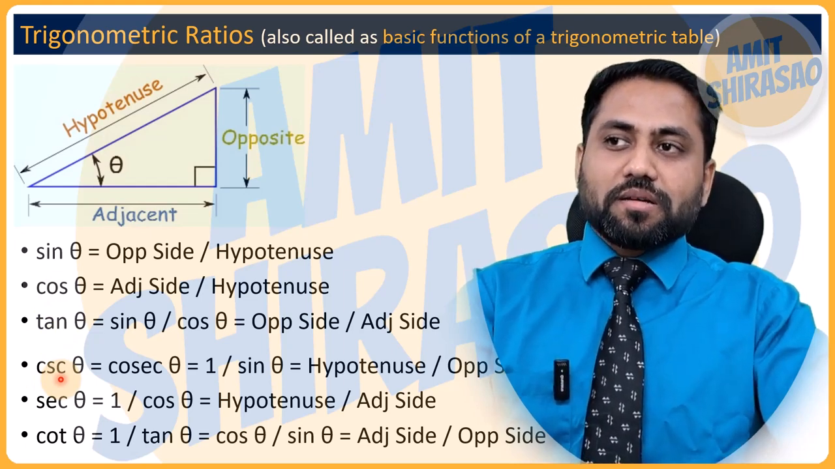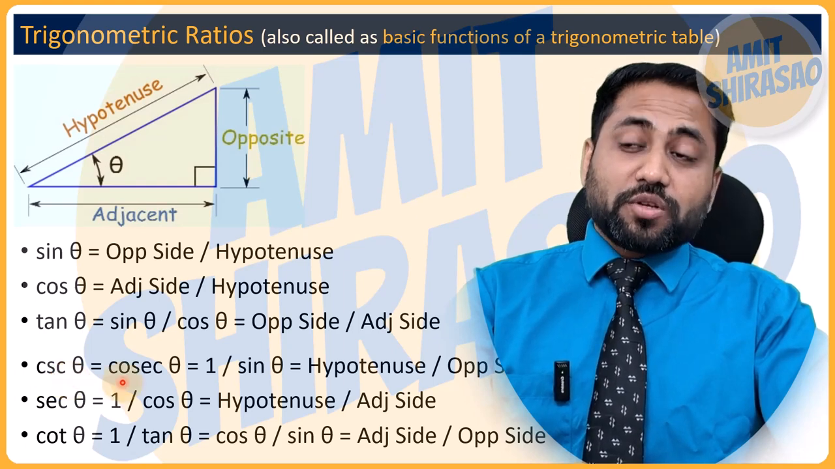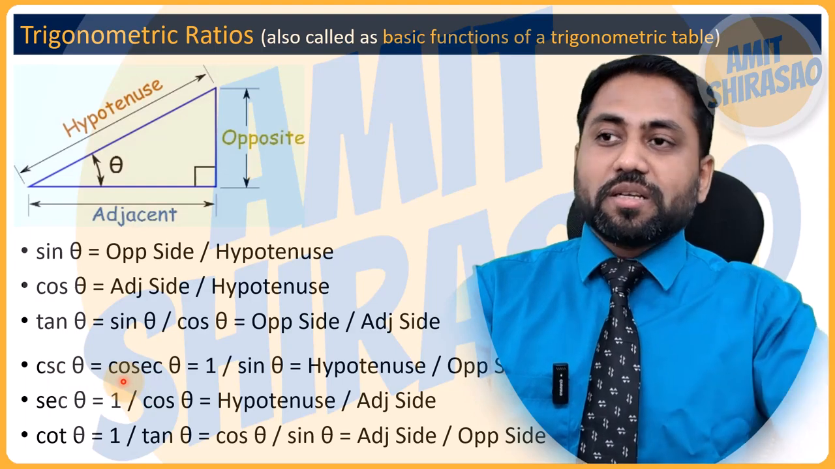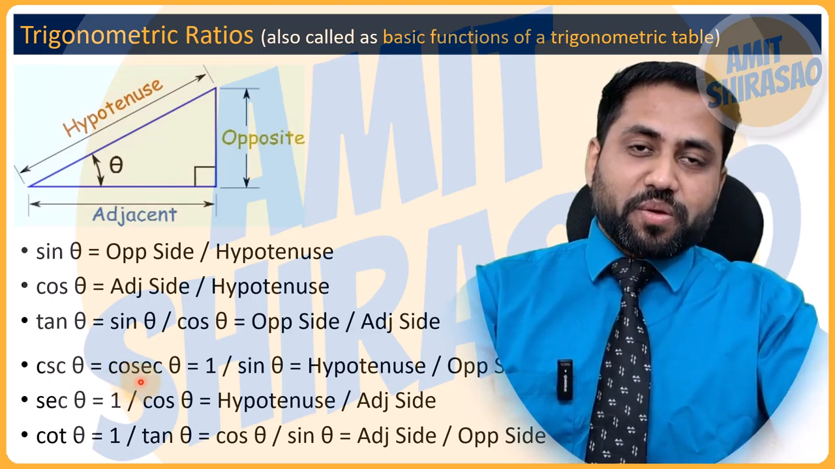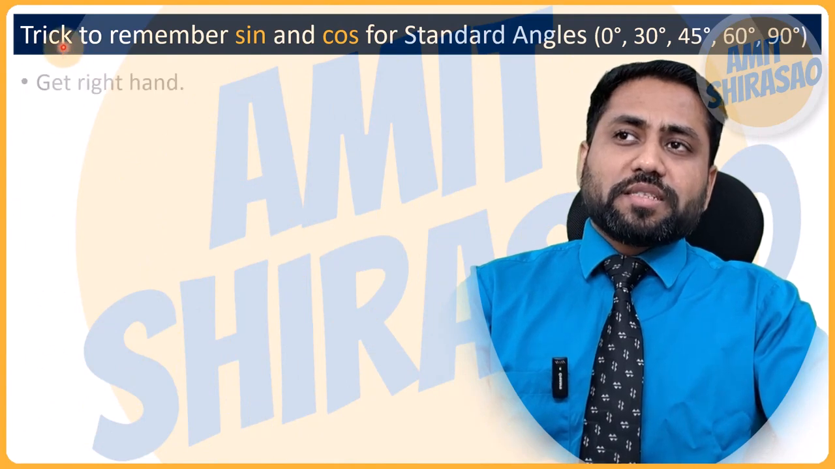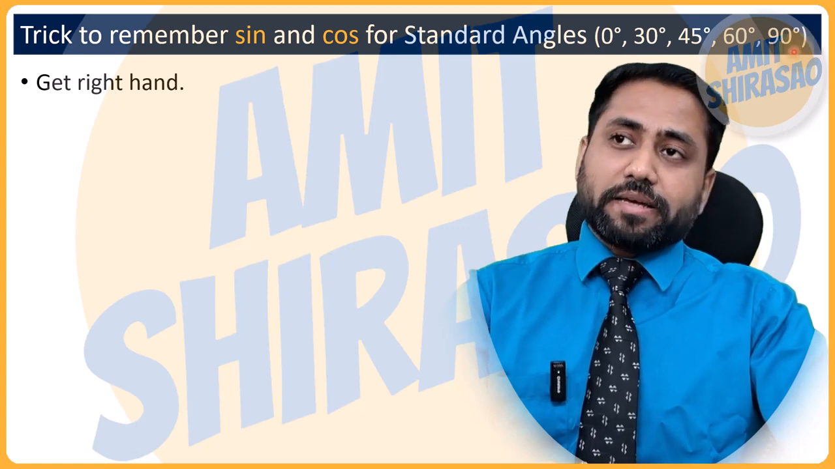But still, the newer way of calling it is CSC of theta. Actually, our way was better because we used to pronounce it just the way we used to write it, and that was cosec. Okay, that is how it is. Now, I'll tell you a trick to remember sine and cos values of the standard angles.